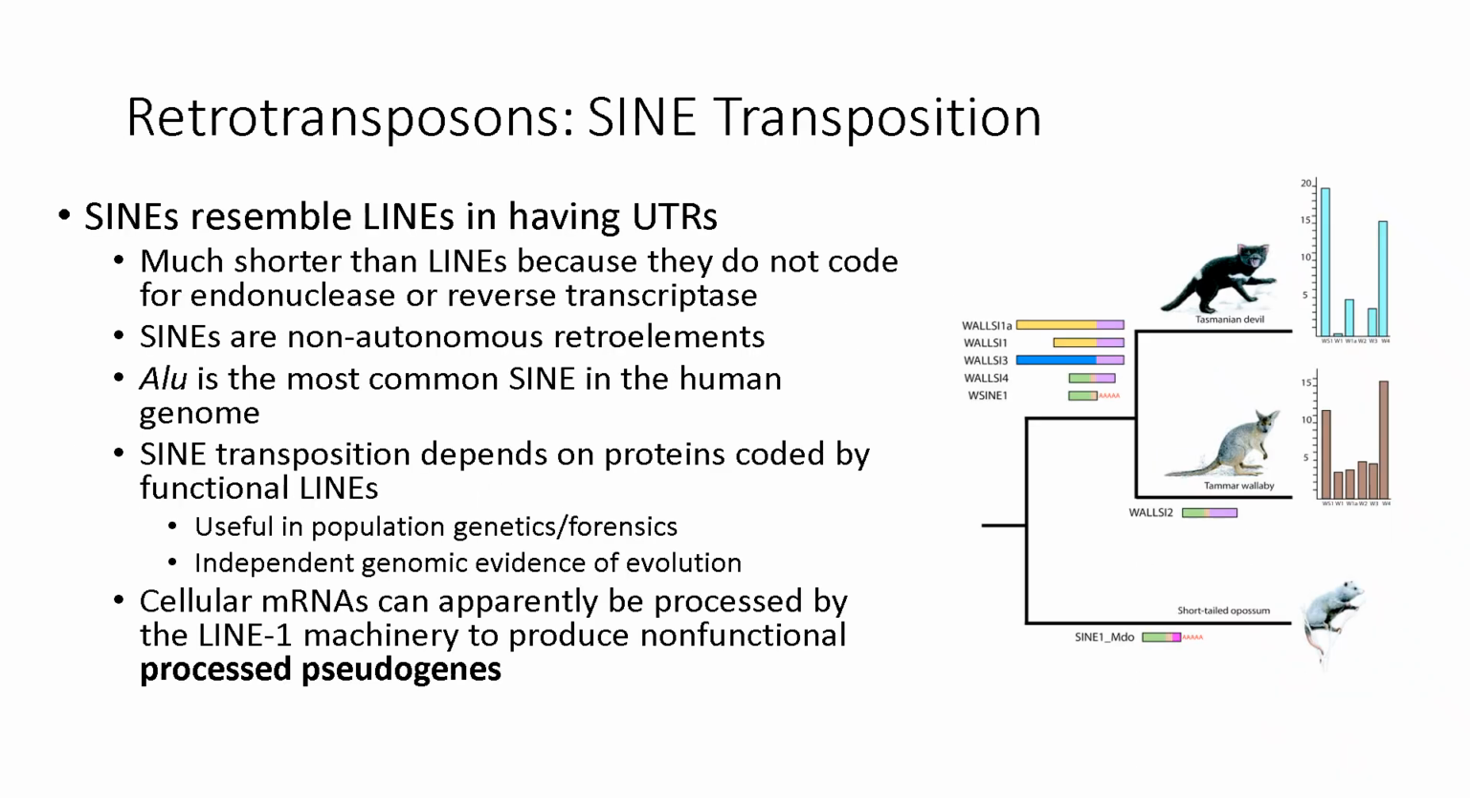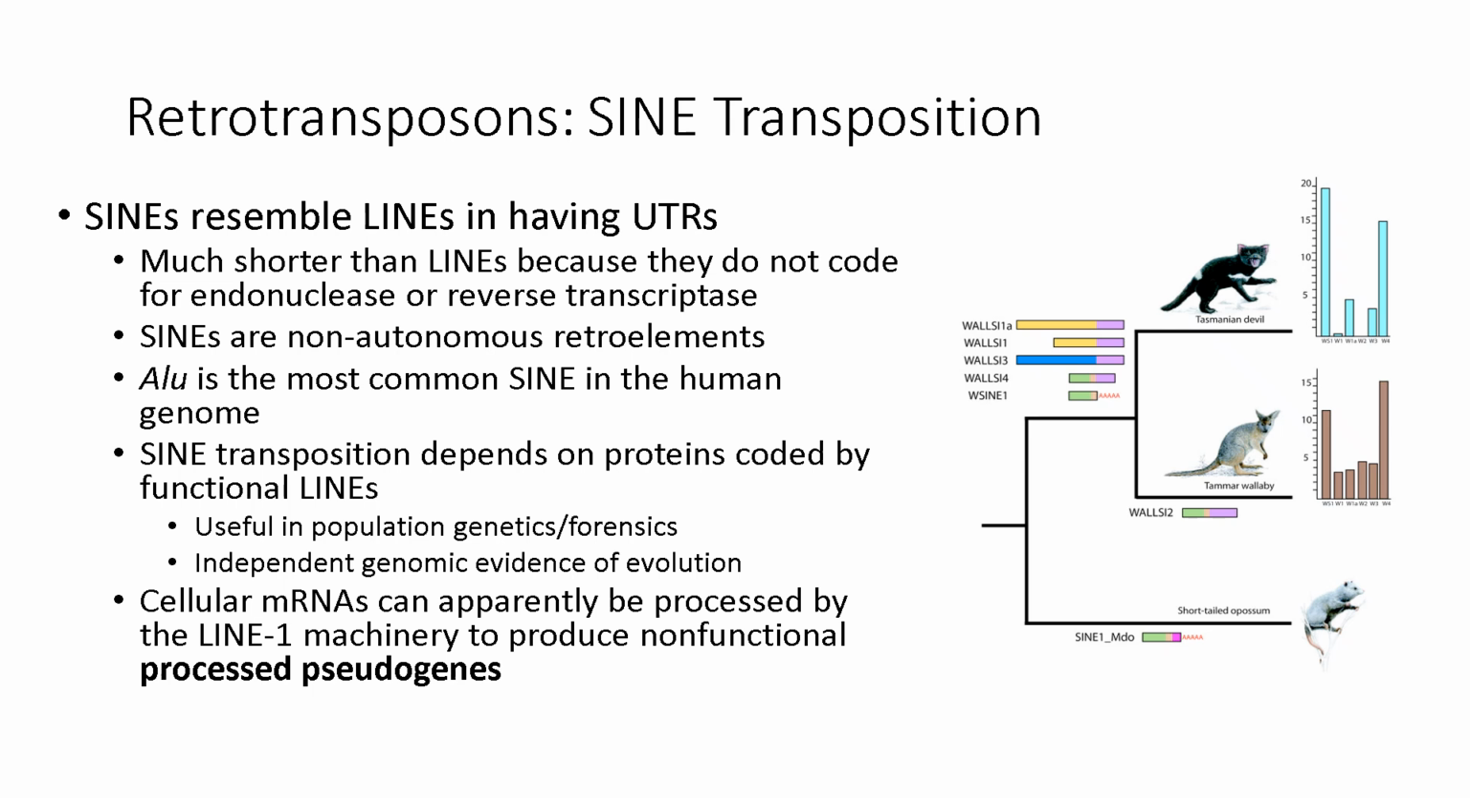SINEs, while similar to LINEs in structure, do not encode endonuclease or reverse transcriptase. As non-autonomous retroelements, SINEs rely on LINE-encoded proteins for mobility. The most common SINE in the human genome is the ALU element. SINEs are highly valuable in population genetics, forensics, and as markers of evolutionary history.